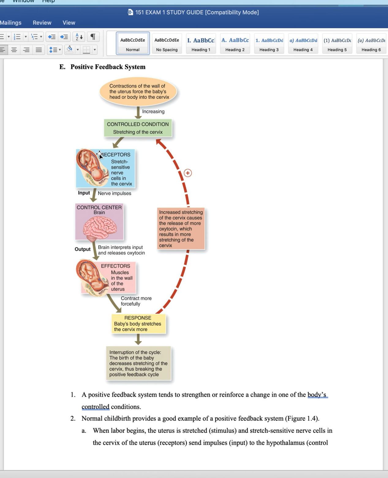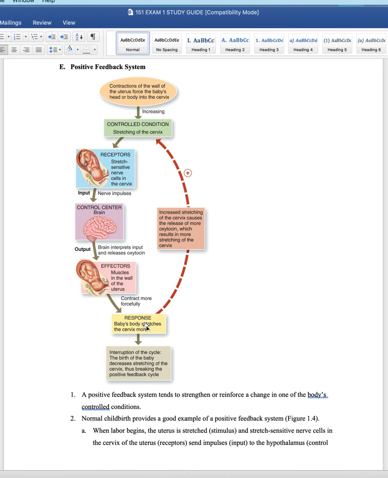So in this case here we have stretching of the cervix, which is occurring because the baby is pressing on the nerve cells in the cervix. That information is sent from these receptors to the control center of the brain. But in a negative feedback loop, the brain would say, okay, well, get off of those or stop stretching, right? But in a positive feedback loop, it's going to encounter more stretching because it's going to cause the muscles of the cell walls of the uterus to contract, which causes more push on the cervix, which causes more stretching.